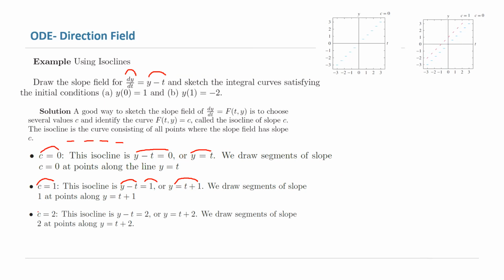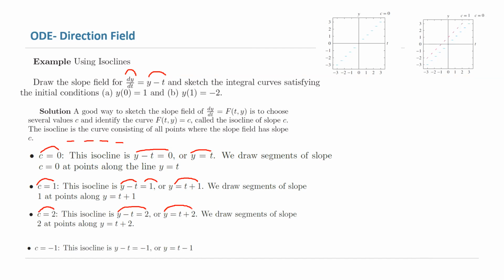Suppose c is equal to 2. What's the meaning of that? It means that the slope is equal to 2. It's going to get a little bit more steep. Or y minus t becomes 2, or y is equal to t plus 2. Take a look. You're shifting these just 2 units.